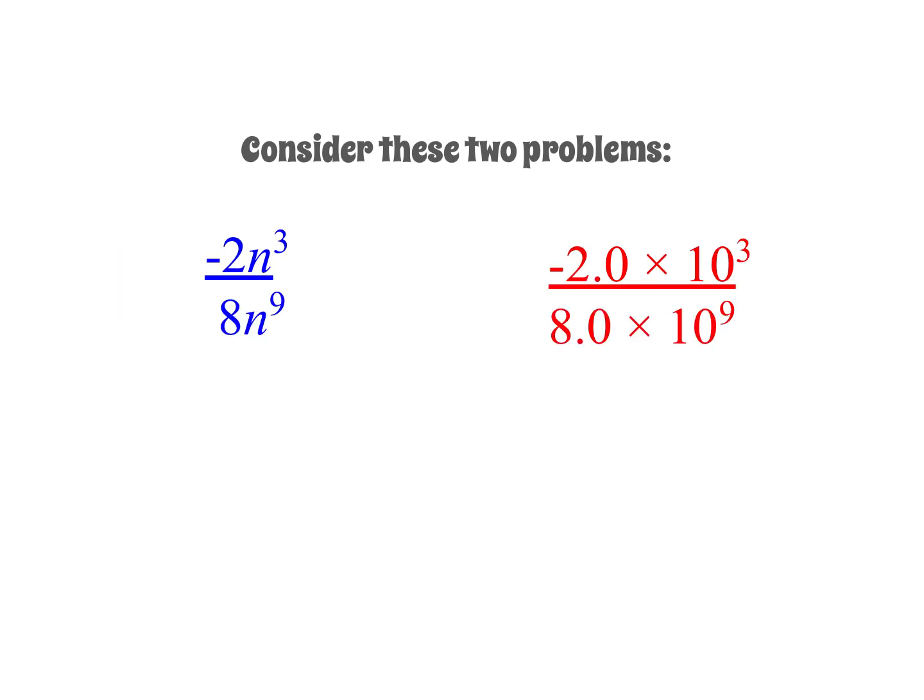Now consider these two problems. Negative 2n to the third over 8n to the ninth. Now what we would typically do is simplify this, right? So negative 2/8 does reduce to negative 1/4, and n to the third over n to the ninth, we're canceling out the 3 n's on the top, leaving us with 6 n's on the bottom. So that would be this answer in simplified form.